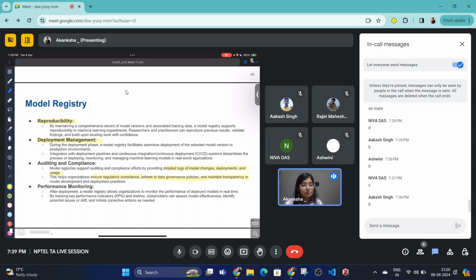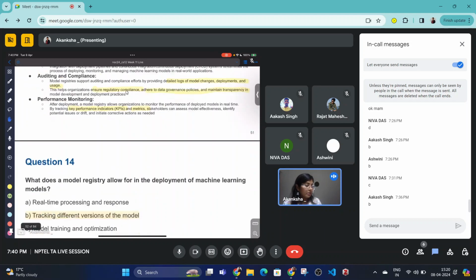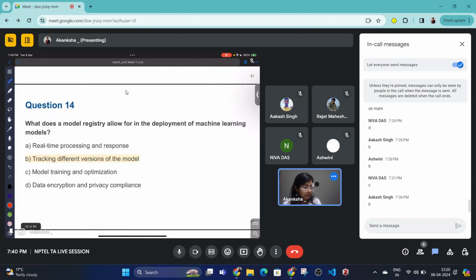Now, then also comes performance monitoring in real time. KPIs you can figure out, metrics stakeholders can access. So this is about the model registry. So this is B.